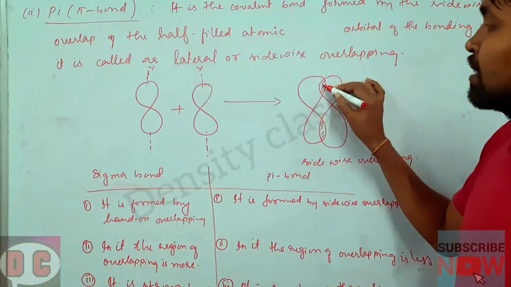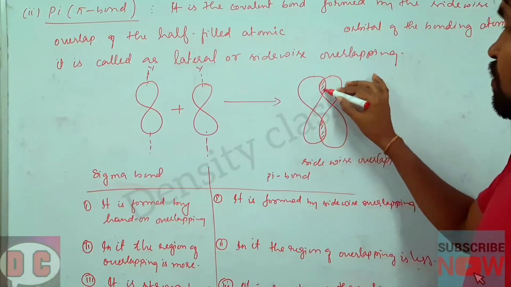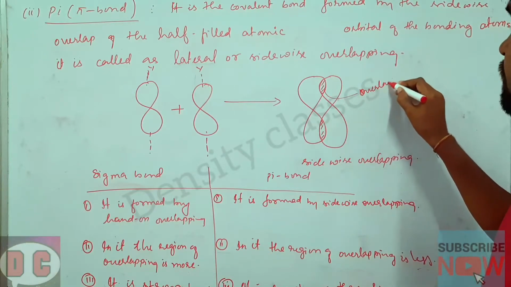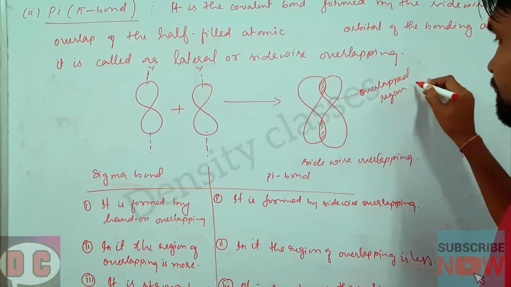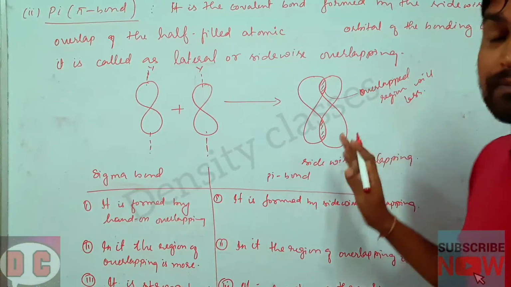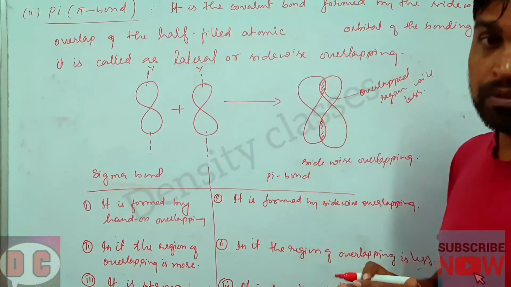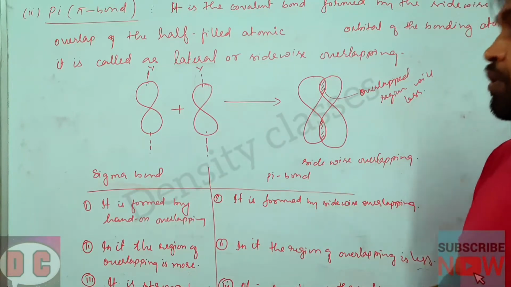As a result, the region of overlapping is very less here. The overlapped region will be less, okay? Got it? Here the overlapped region will be less. As a result, this pi bond which is formed will be weaker compared to the sigma bond, okay.